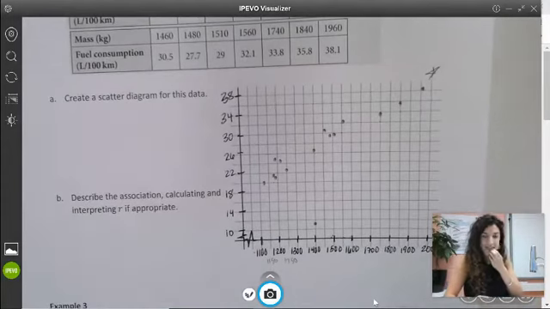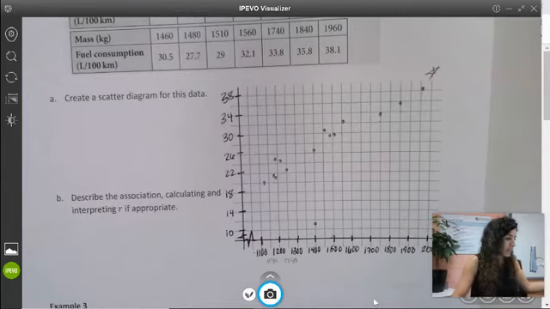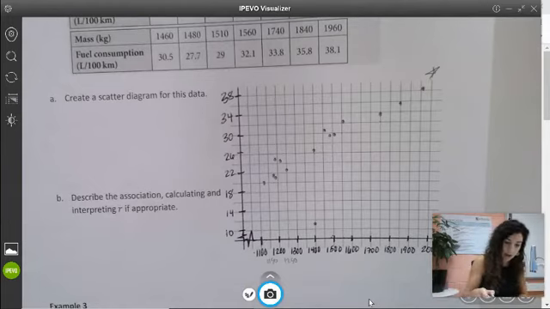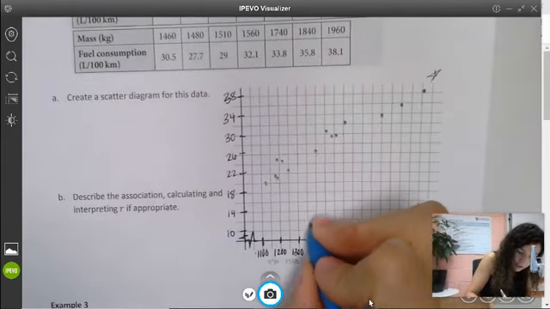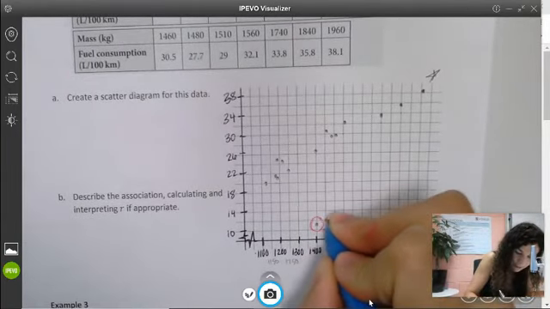Okay, this one was a bit of a pain to do, but your scatter diagram should look something like this. Describe the association. First of all, I want you to point out here, hopefully you notice that there is a pretty clear outlier in this diagram. This diagram is a very clear indication that we have an outlier.